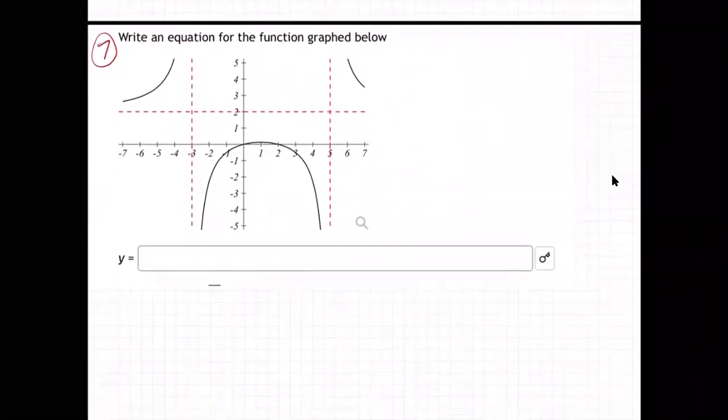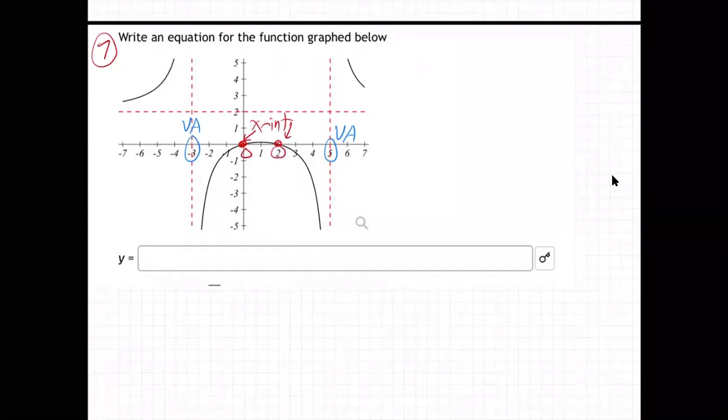So let's do that. This right here is a vertical asymptote, and this right here is a vertical asymptote. And this right here and this right here are x-intercepts at 0 and at 2.